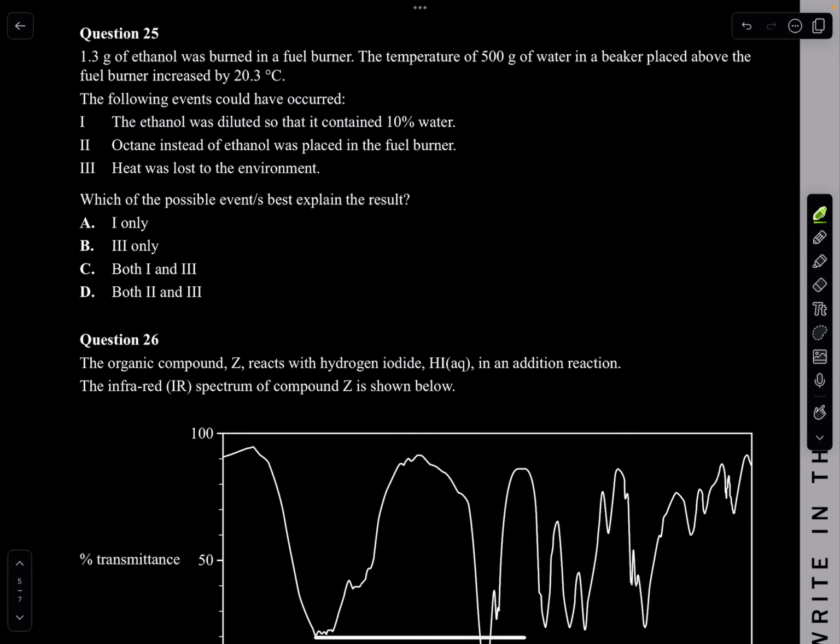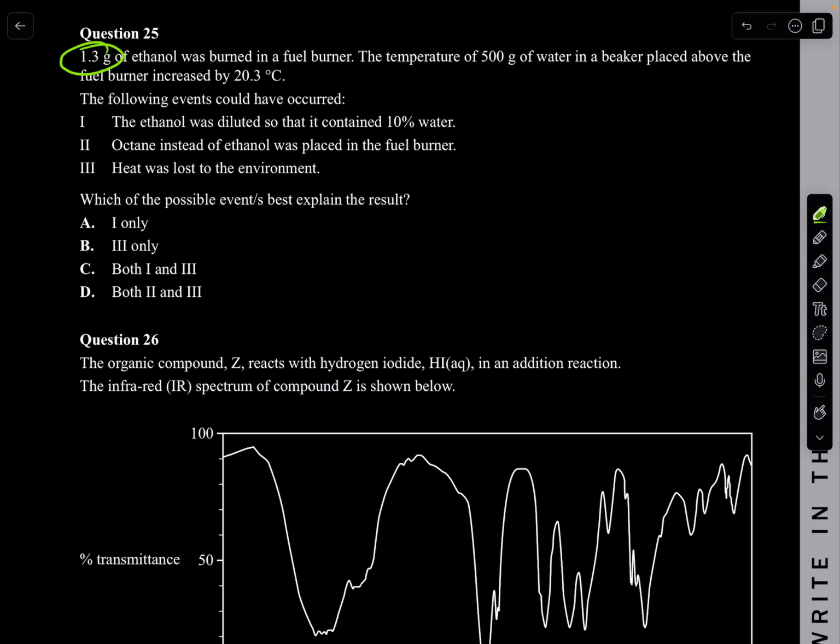25. 1.3 grams of ethanol was burned in a fuel burner. The temperature of 500 grams of water in the beaker placed above the fuel burner increased by 20.3. The following events could have occurred: the ethanol was diluted so it contained 10% of water, octane instead of ethanol was placed in the fuel burner, or heat was lost to the environment. Which of the possible events best explain the results? Okay, say 100% conditions, no heat loss.